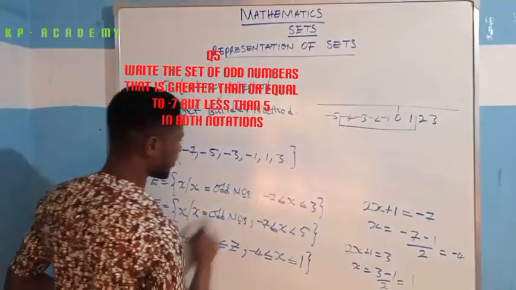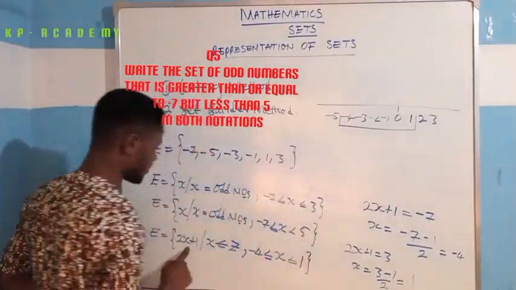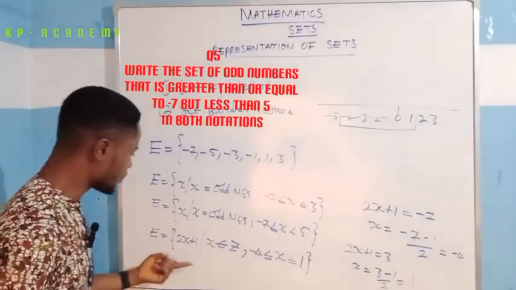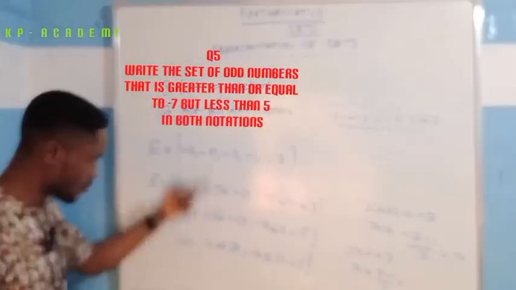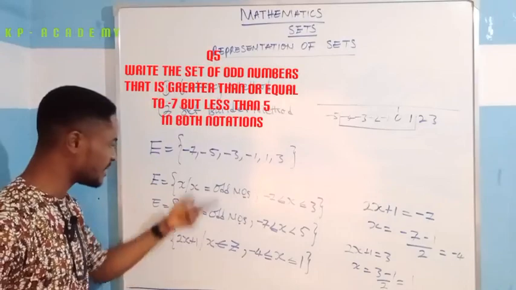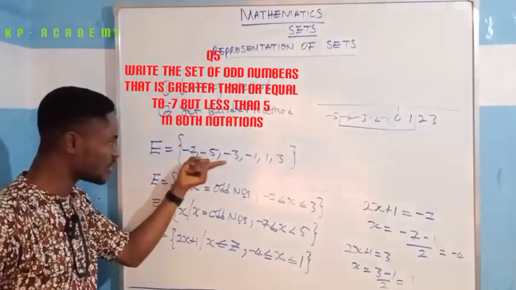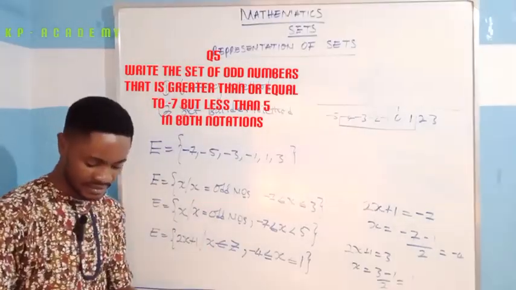Put 0 in here, you have 1. Put 1 in here, you have 3. So this is it. Whichever one you wish to go with, go with it. So these 3 are the set builder notations that attempt to represent this set in the listing method.